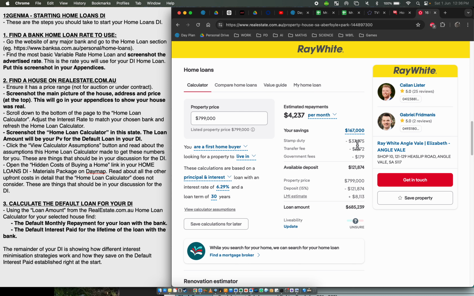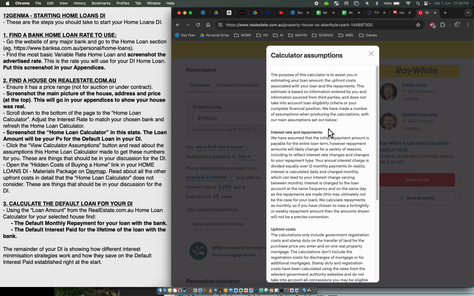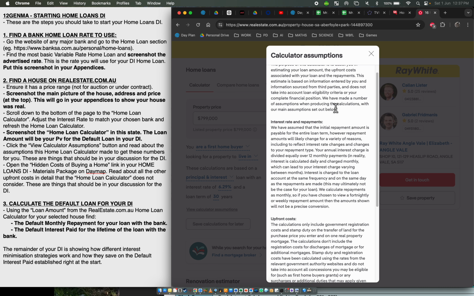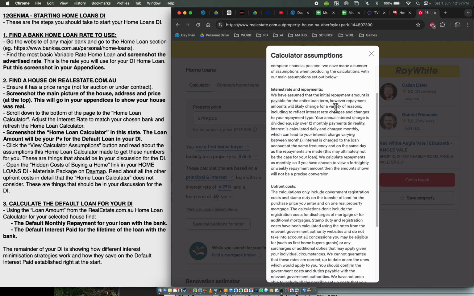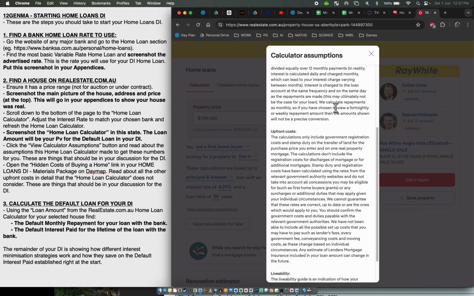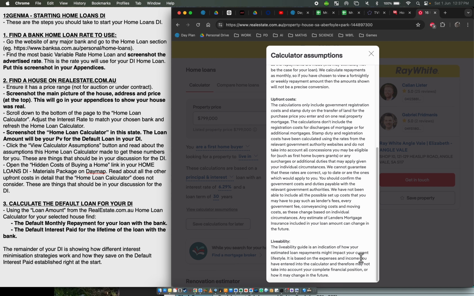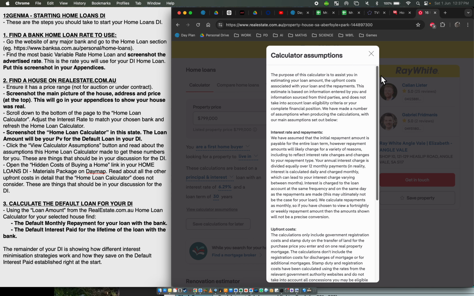Okay, and then you can see this calculator accounts for a couple of fees: stamp duty, transfer fees, government fees, which is something you can research in here. So if you hit this View Calculator Assumptions button, this is to start you off. You can read about what some of these fees are that the calculator is considering. Okay? You don't know what those fees are going to be until you buy a house. So you are doing your best effort to research what those fees would be to get a somewhat realistic DI.